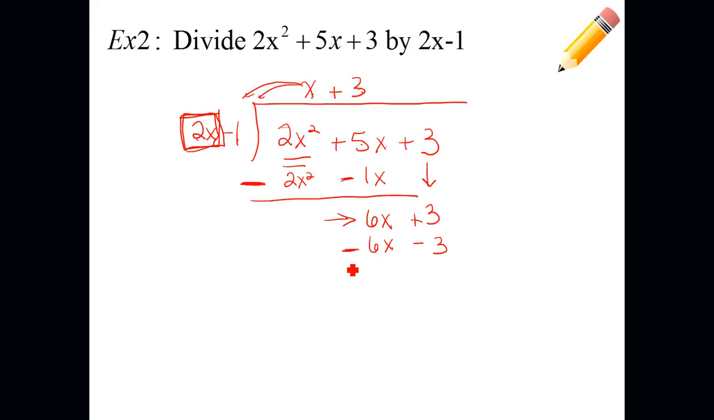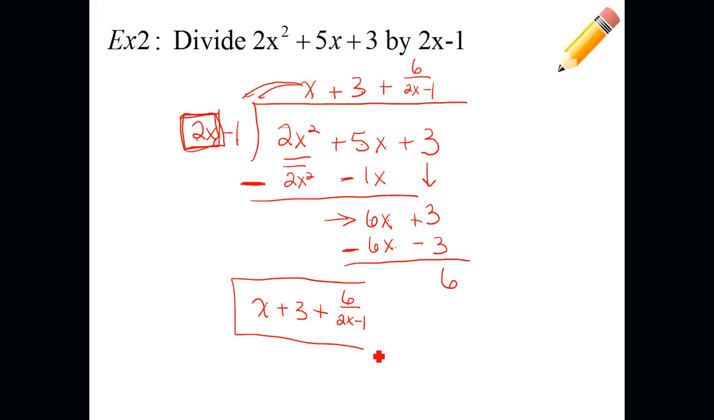I'm going to subtract, okay? Now, go ahead and subtract: 6x minus 6x is no x's. 3 minus negative 3 is like an add, so this gives me a remainder of 6. So my remainder of 6 gets added up here, plus 6 over 2x minus 1. So my quotient, or my final answer, is x plus 3 plus the remainder fraction 6 over x minus 1, okay? The remainder is 6, and I make it be a fraction with what I was dividing by.